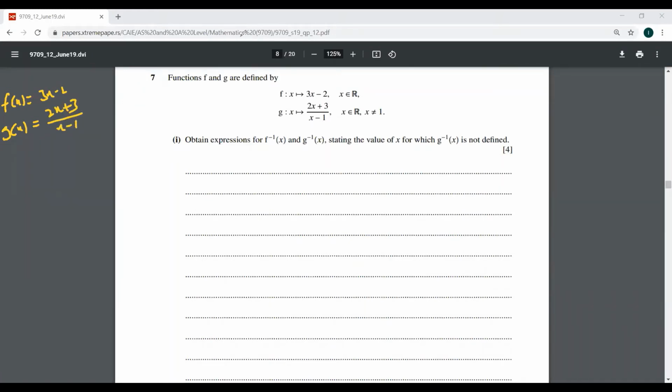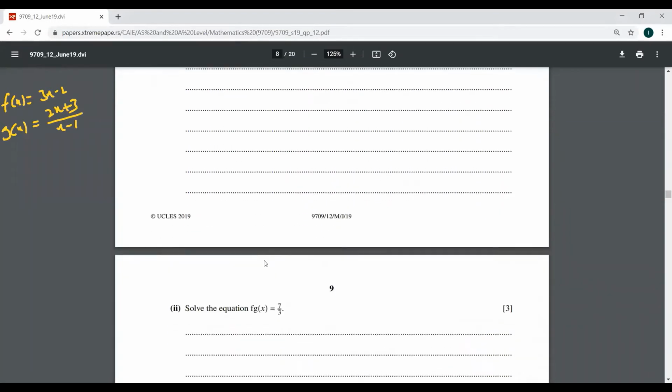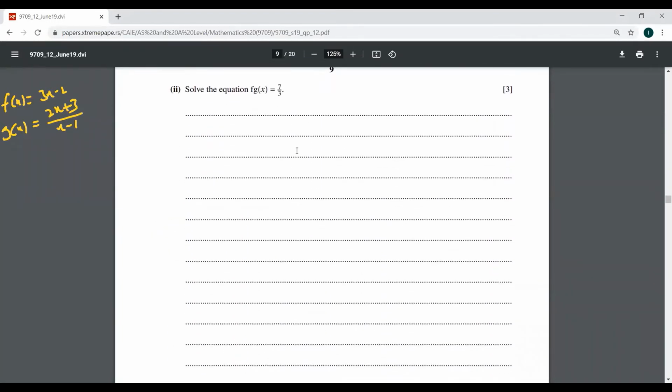Okay, next it says in the second part, solve the equation fg of x is equal to 7 over 3. Okay, guys, we can find that fg of x, but still, since you have already found that f inverse of x, can someone please tell me what was f inverse of x? It is x plus 2 over 3. Acha, now how can I make this working easy over here? Can I write this g of x as f inverse of 7 over 3?